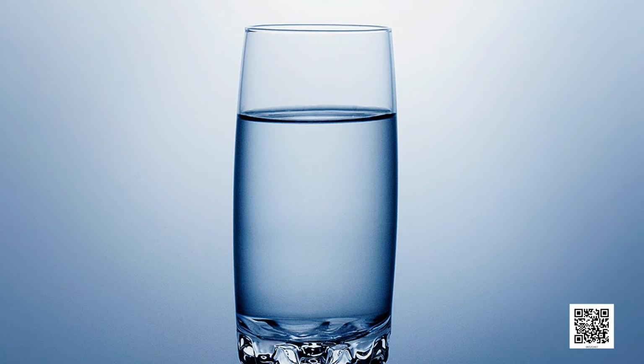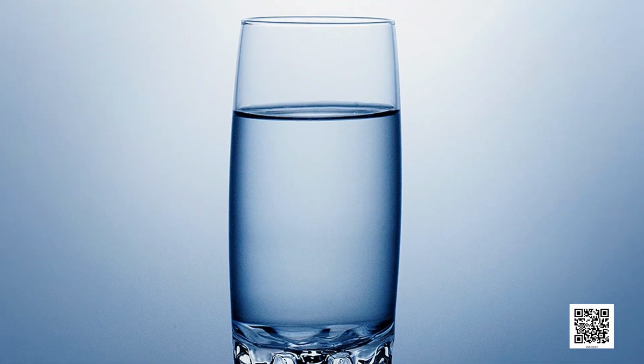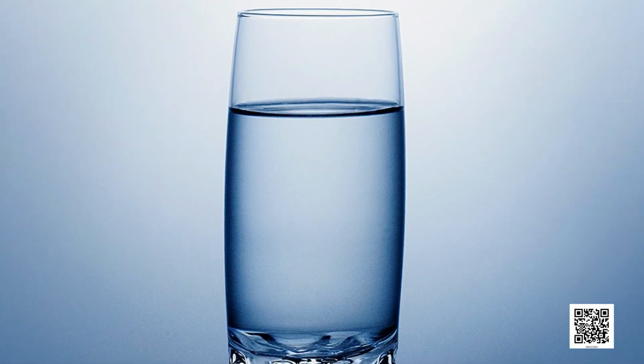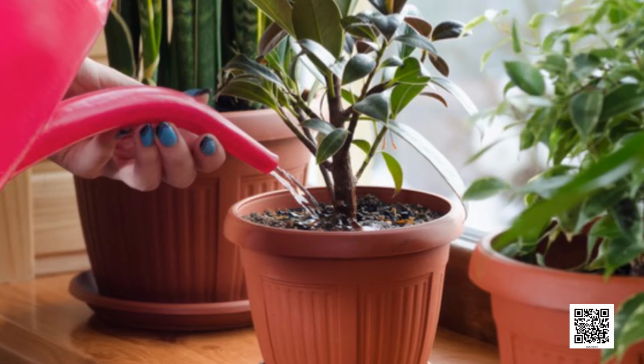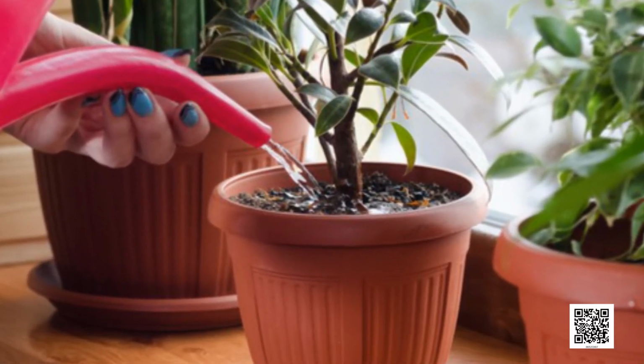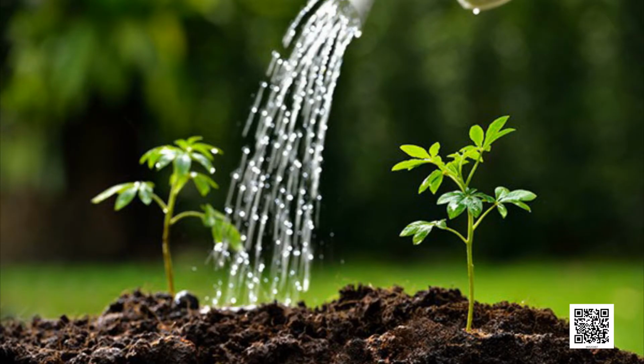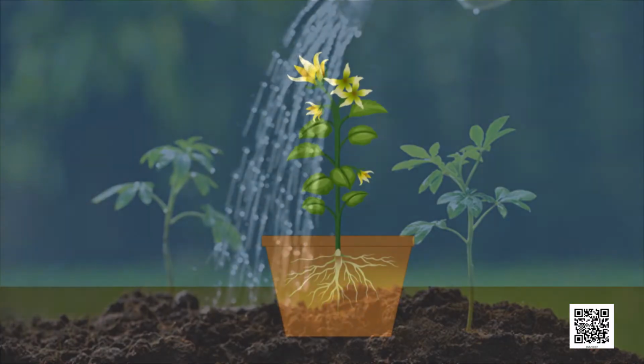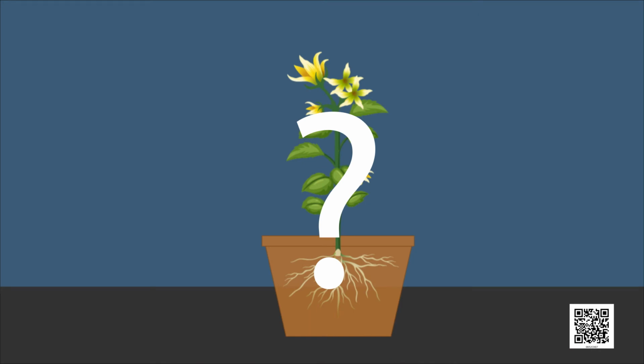Children, you know that water is very important for our life. Similarly, plants also need water to live. But plants can't move from one place to another to get water. So how do they get water?